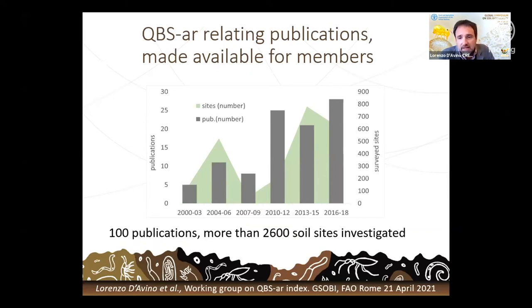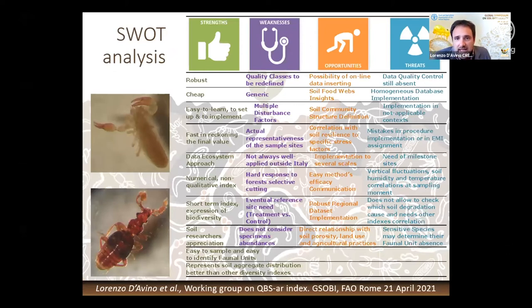The analysis of the extant publications shows a sharp increase in number and quality of publications in these 20 years. And a meta-analysis shows the highest average QBS value resulted in orchards, in grasslands and forests. The lowest values occurred in urban parks and soils involved in human degradation. And the average value is about 100, the threshold. And we performed also a SWOT analysis.